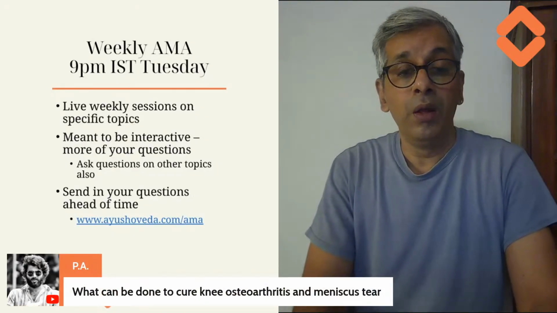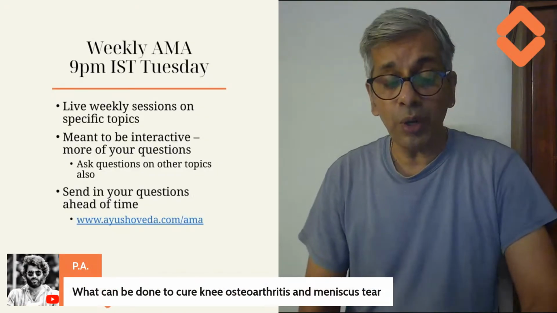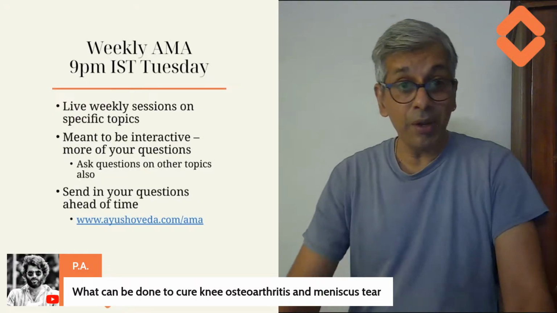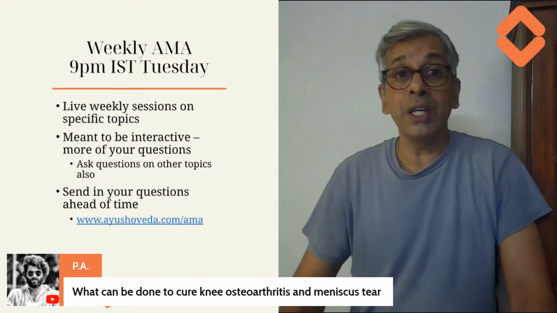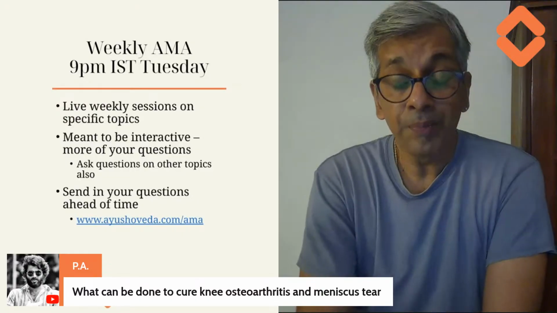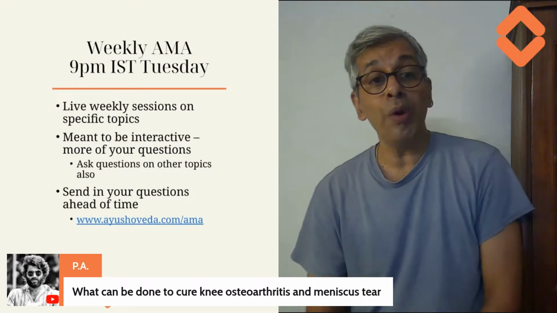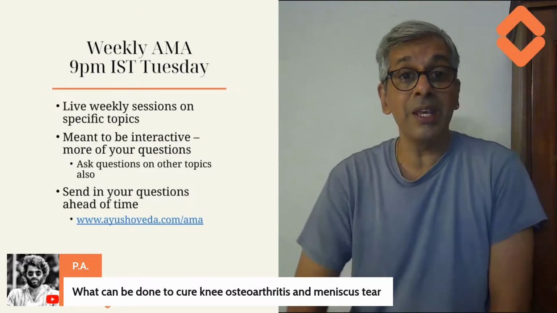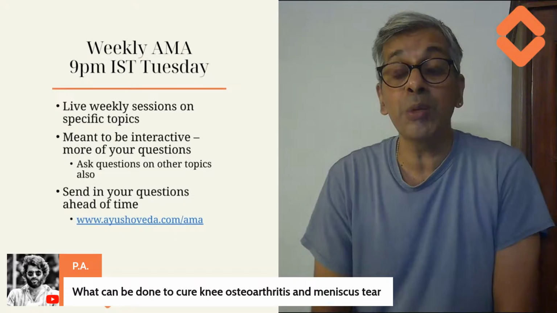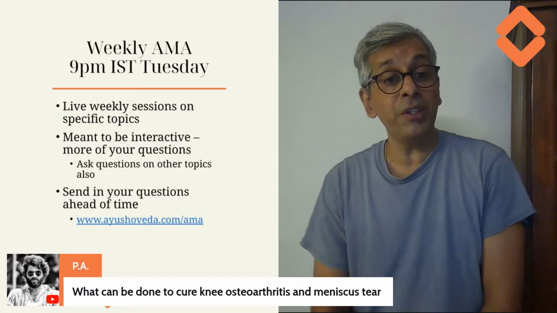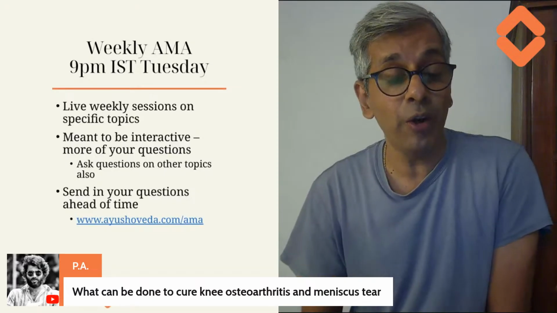PA asks, what can be done to cure knee osteoarthritis and meniscus tear? Okay, PA. Now, osteoarthritis is something which can be really managed. I don't say that all osteoarthritis can be treated, but it depends upon how much. See, osteoarthritis is basically a degenerative condition. It depends upon how much degeneration has happened. Depending upon the degeneration, we can definitely manage a lot of things.